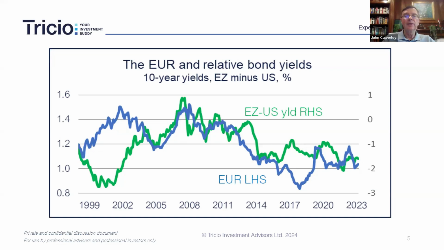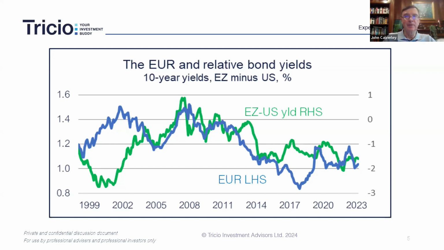So here, the green line is the Eurozone 10-year yield less the US yield. And the blue line is the exchange rate. You can see there's a broad movement together, although there are some significant divergences. Right at the very beginning of the euro, it was very strong back in 1999.